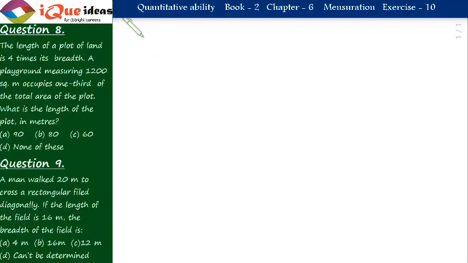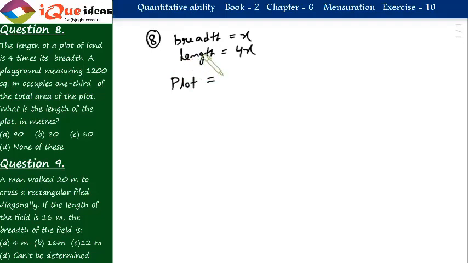Now let's take up question number 8. It says the length of a plot of land is 4 times its breadth. So let's say breadth is equal to x. That means length would be equal to 4x. Now a playground measuring 1200 square meter occupies 1/3 of the total area of the plot. So plot area would be equal to 3 times 1200 meter square, and the plot area can also be calculated from length into breadth. So this is equal to 3600.